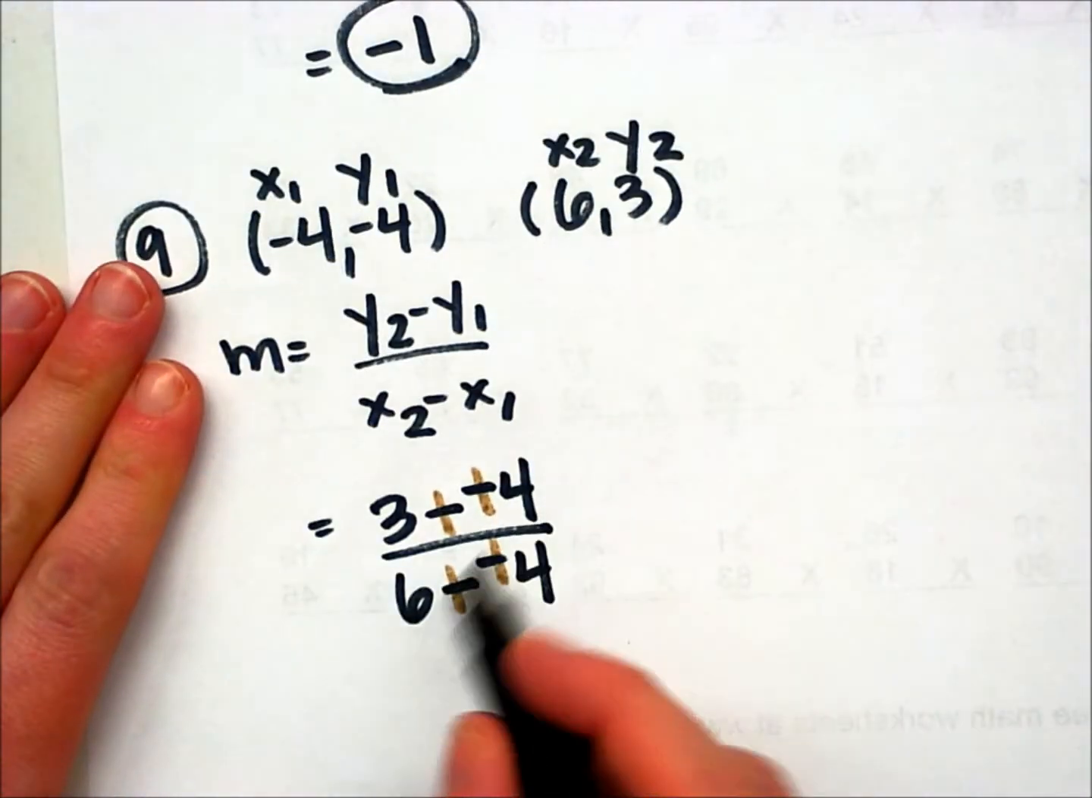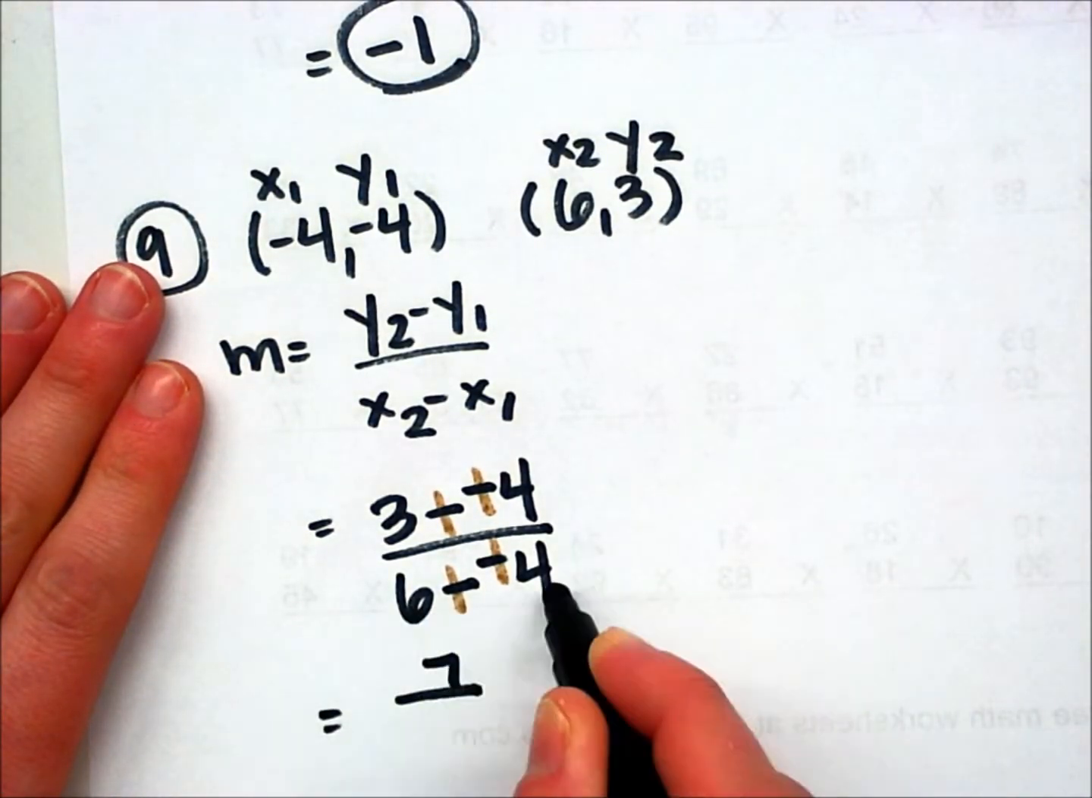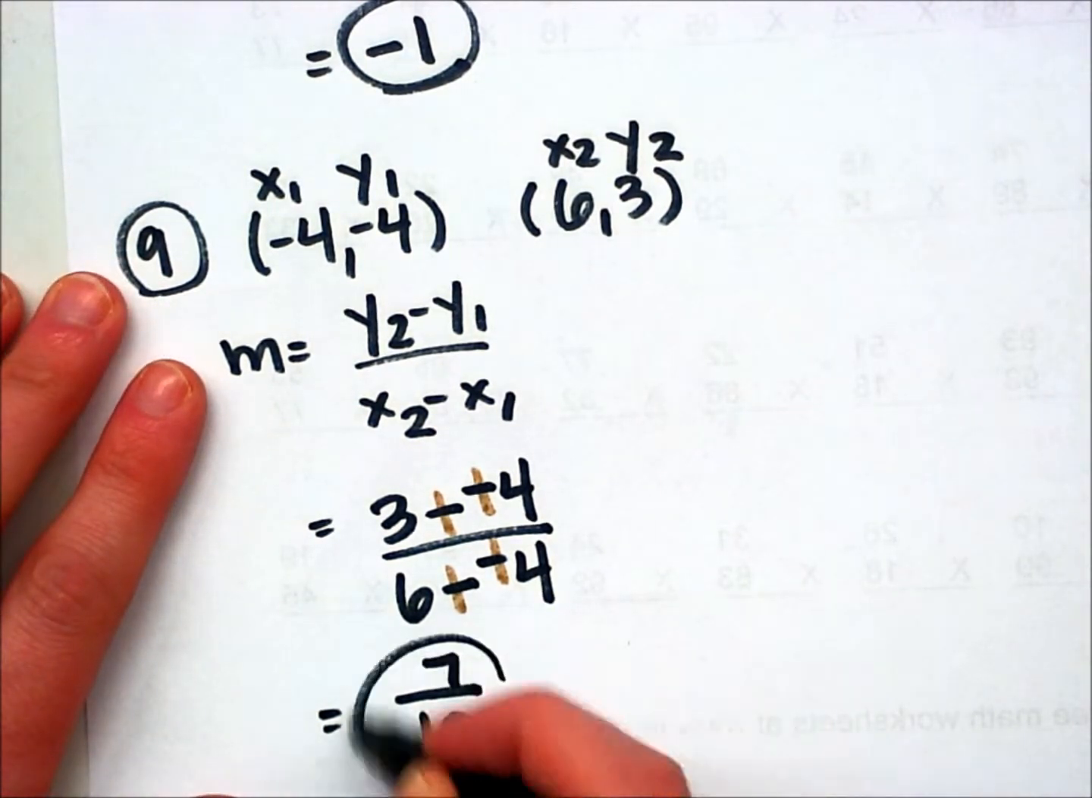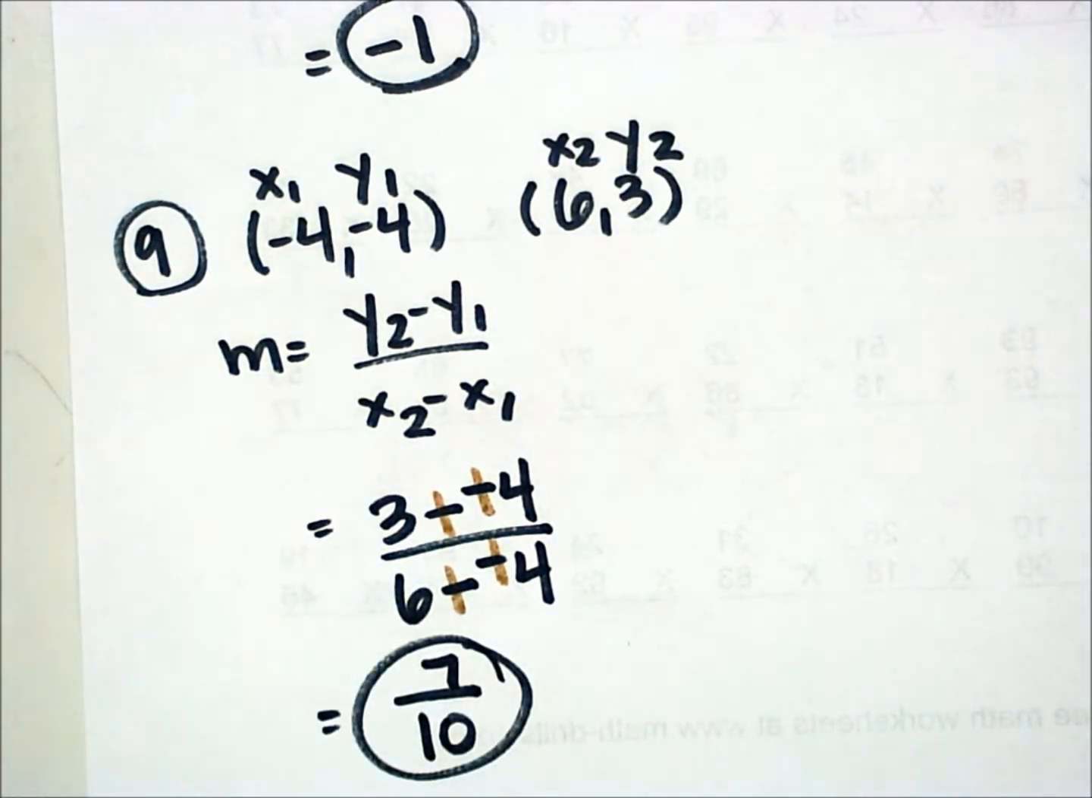3 plus 4 is 7. 6 plus 4 is 10. That's simplest form. So the slope in number 9 was 7/10.